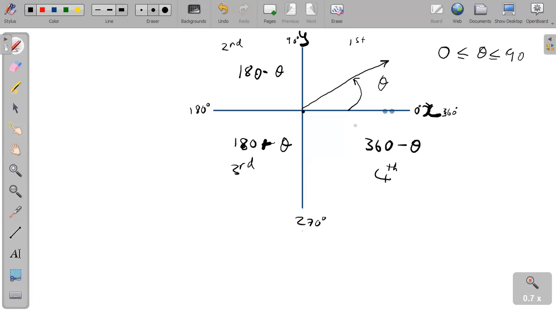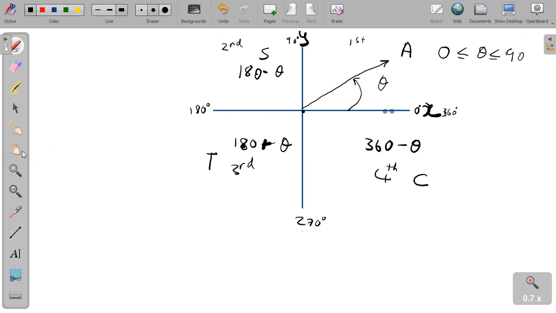So it happens that in the first quadrant, all the ratios, cosine, sine, and tan, are all positive. Then in the second, only sine is positive. In the third, only tan is positive. And in the fourth quadrant, only cos is positive. So we have formed what is normally known as the CAST diagram, right?